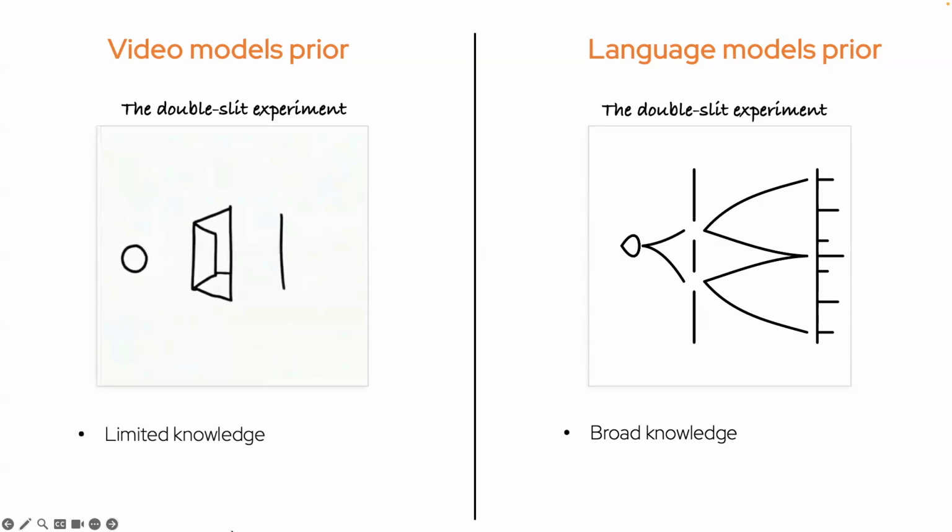And on the other hand, video models are not there yet in terms of their knowledge. So even if we give very precise prompts or commands on what to draw, the video model simply does not know what this is, and this is why we get a sketch that is incorrect.